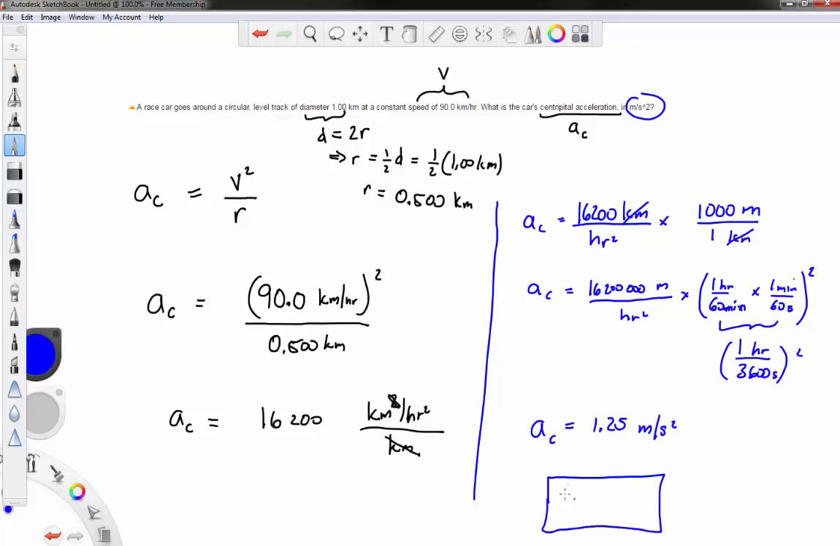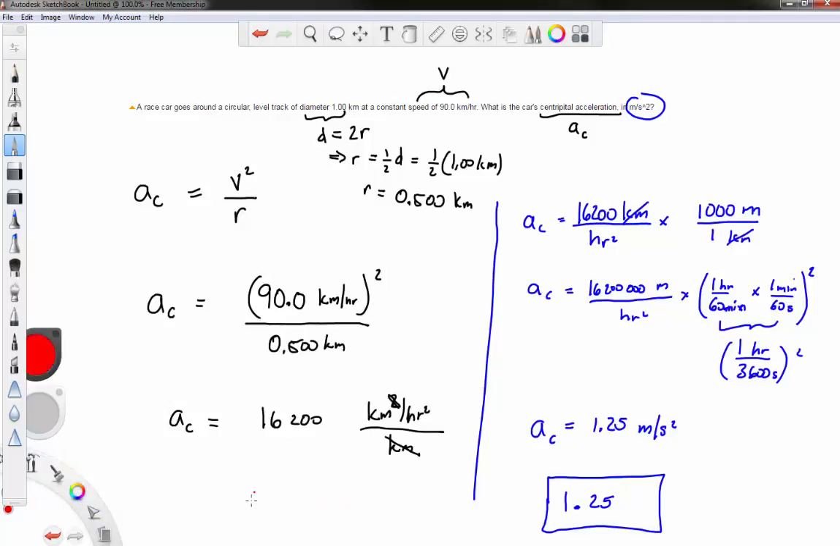I guess I can't draw a box very well. Anyway, here's your box. You put into the box 1.25, and that's it. You submit that. You could think of it as if the answer says the car's centripetal acceleration will be box meters per second squared. That's basically the form that your answer is taking.